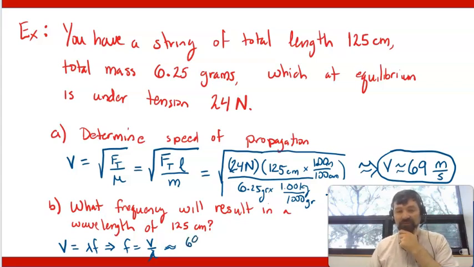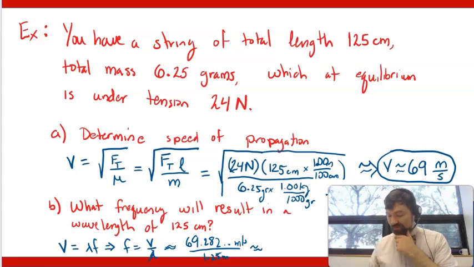So again, doing the same unit conversion. So let's say 69.28 whatever meters per second divided by 1.25 meters. And so if I divide this by 1.25, I get 55.425. So again, this means that the frequency is about 55 hertz, or 55.4 hertz. We'll break the significant figures rule and include a decimal here.